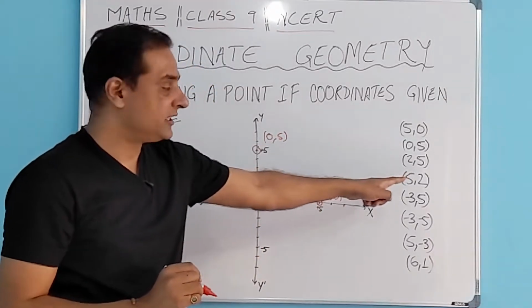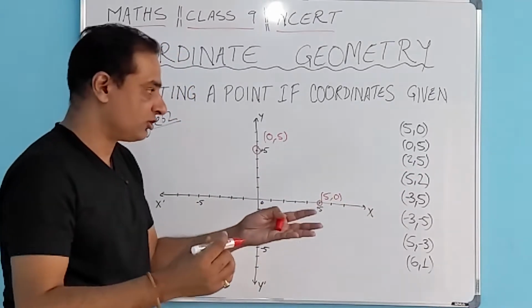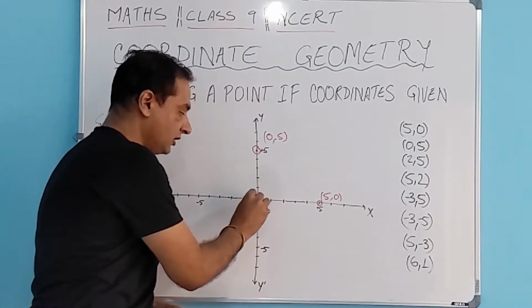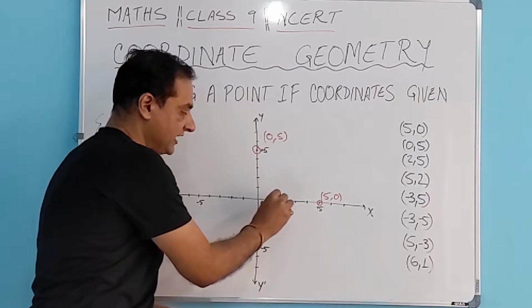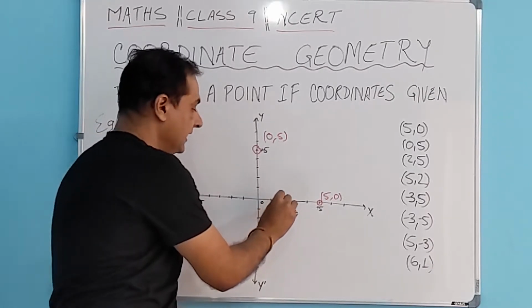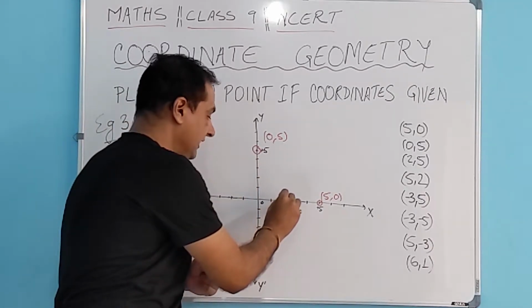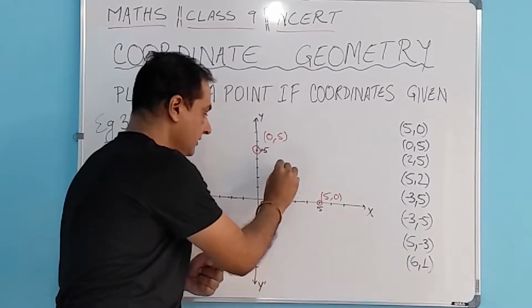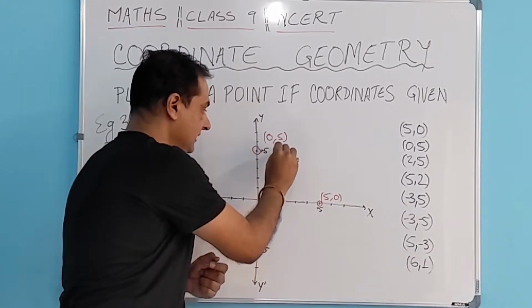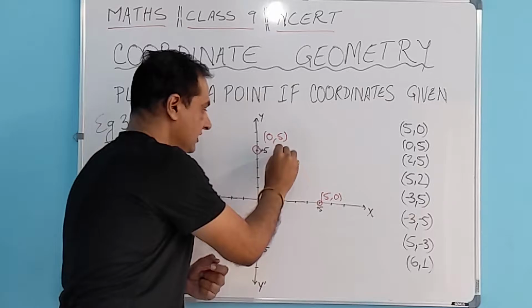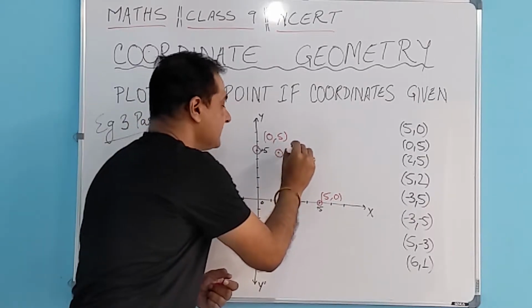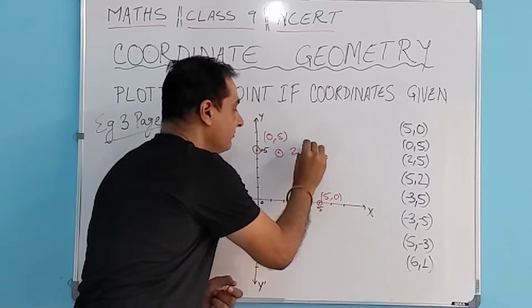Let's look at the third point, (2, 5). X coordinate is 2, so from the origin we go to the positive direction and we reach here. And then for the y coordinate we have 5, so from here we go up perpendicular to the x-axis till 5, so we reach here. This is (2, 5).